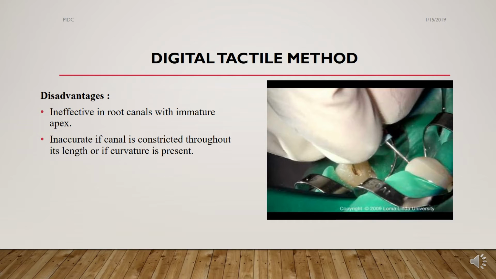It is not very accurate to use the digital tactile method for determining working length, because there might be some areas inside the root that are more constricted, or have obliterations or calcification within the canal. You may get a premature stop, leading to inaccurate working length determination. Looking at the disadvantages, this method is ineffective in root canals with an immature apex because you may not have a definite stop and the file tip may go into the periapical areas. It is also inaccurate if the canal is constricted throughout its length or if curvature is present.